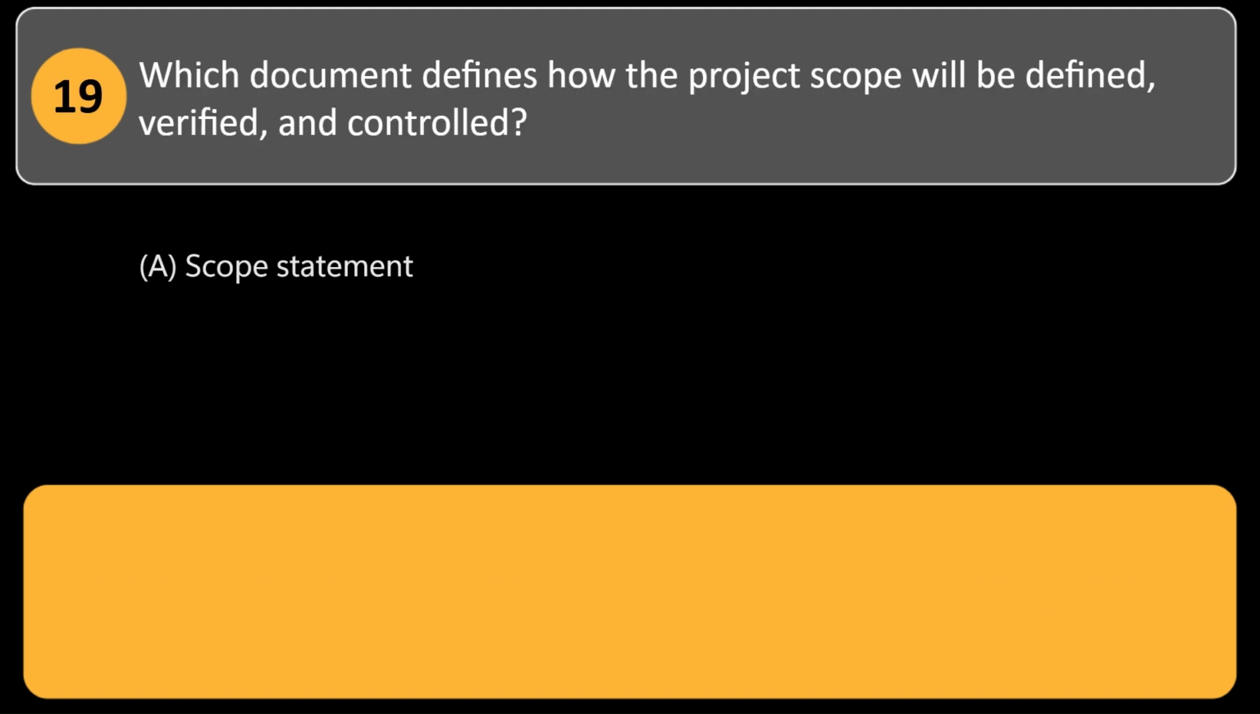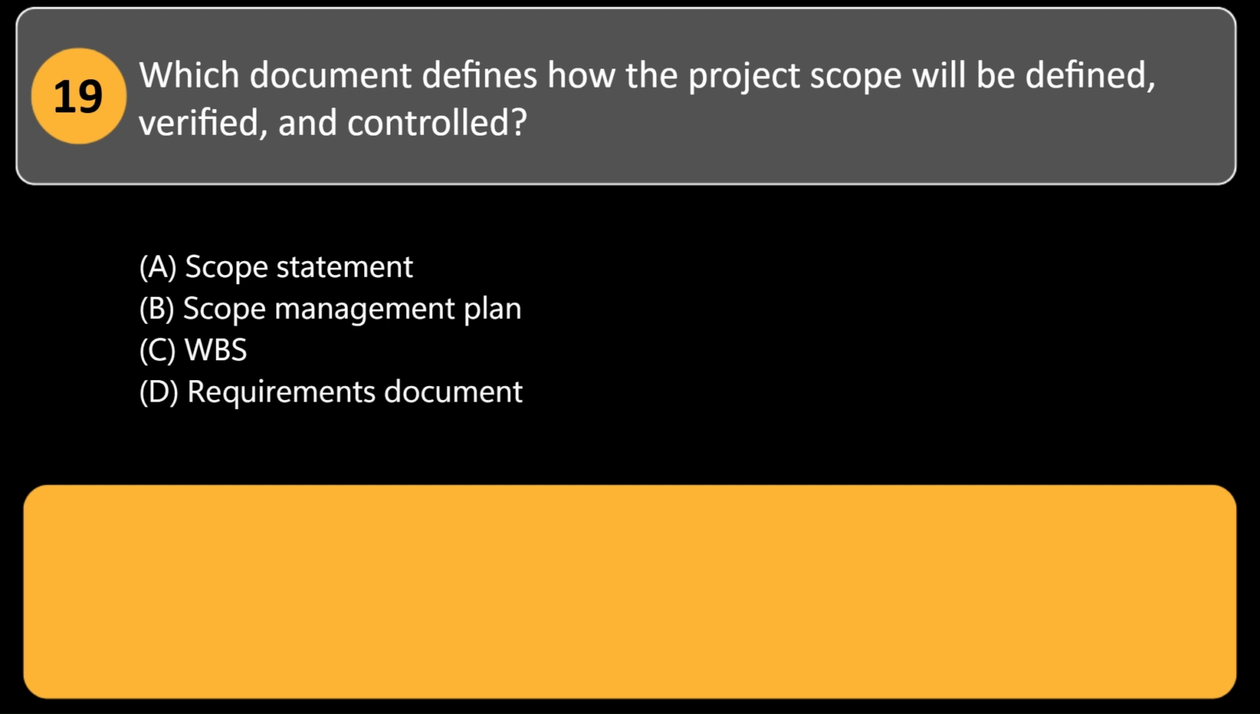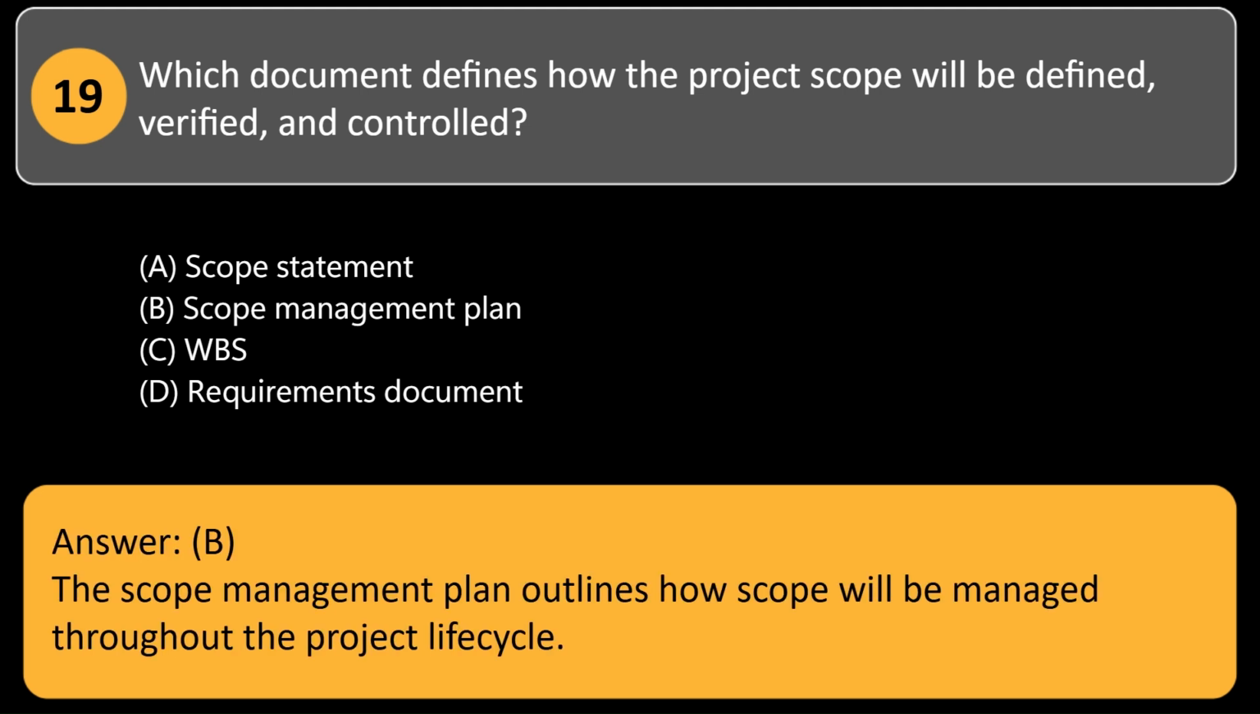Which document defines how the project scope will be defined, verified, and controlled? A. Scope Statement. B. Scope Management Plan. C. WBS. D. Requirements Document. Answer, B. The Scope Management Plan outlines how scope will be managed throughout the project lifecycle.